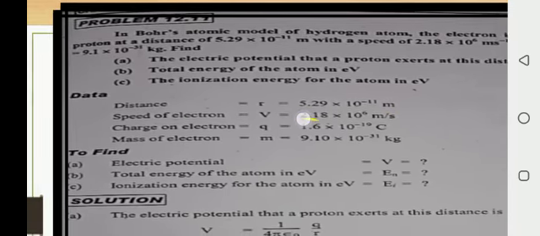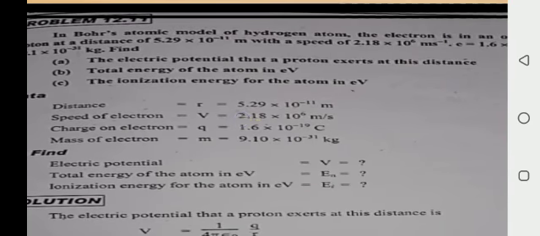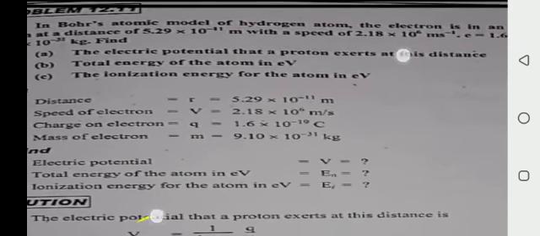Value of e is 1.6 into 10 raised to power minus 19 coulomb. Mass of electron is given here. Find the electric potential that a proton exerts at this distance, the total energy of the atom in electron volt, and the ionization energy for the atom in electron volt.